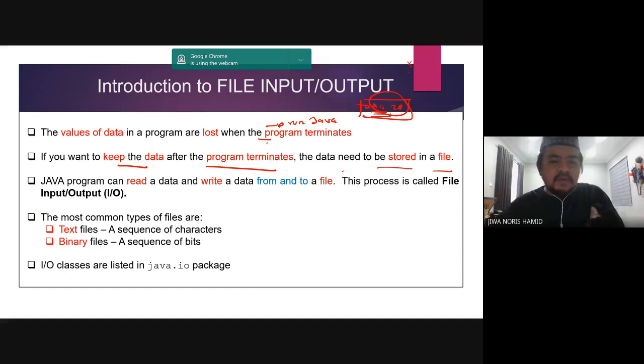The most common types of files are, ada dua jenis, text file and also binary file. However, only text file is covered in our topic. So kita akan learn how to read from text file and how to write to a text file. Okay, so input output classes are listed in Java IO package.